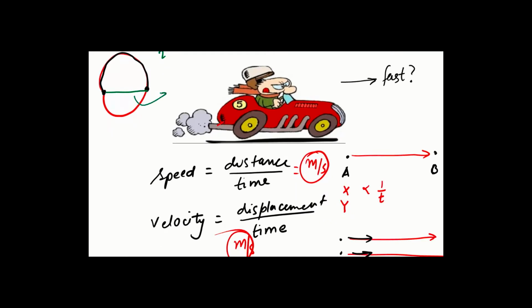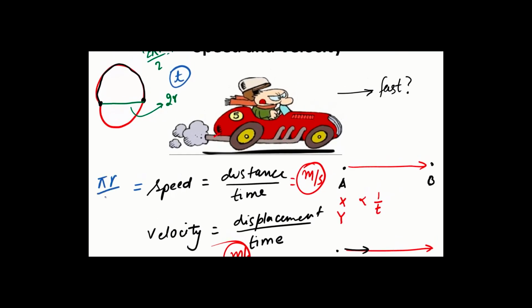So displacement would be just 2r, and let's take the time taken to be t. So t was the time taken. If you calculate the speed, that would come out to be pi r by t, and if you calculate the velocity, it would come out to be 2r over t.